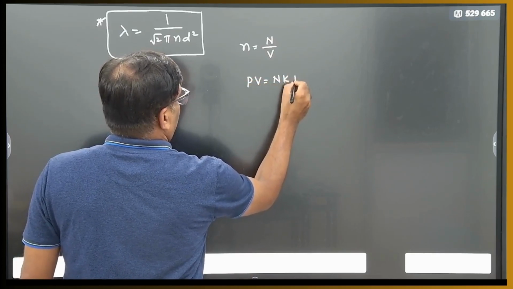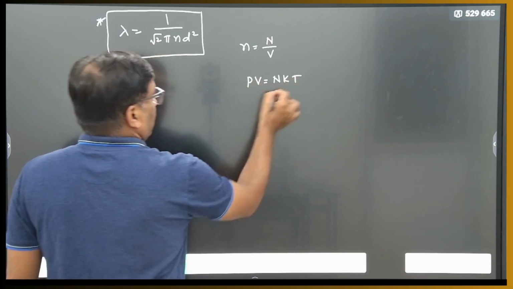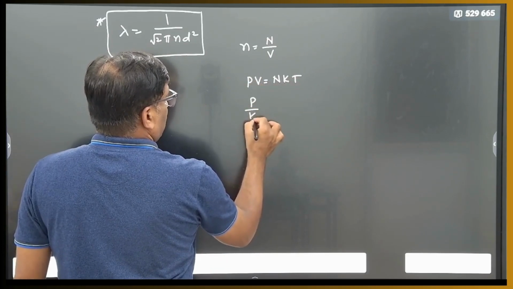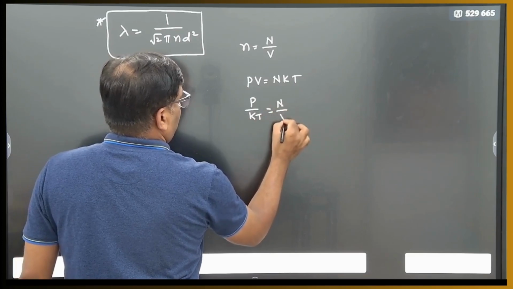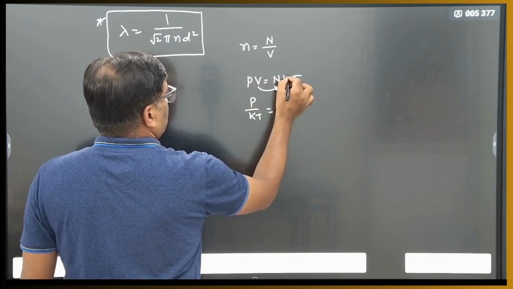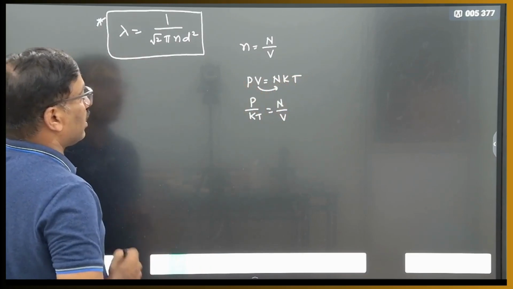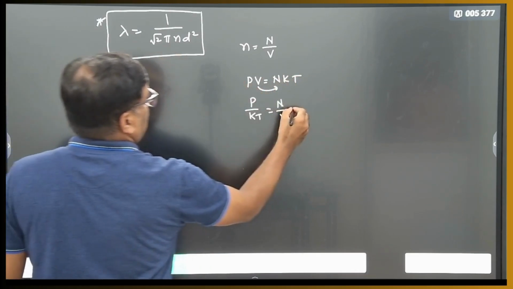NKT. Can I write it now? So therefore P by kT, it will be equal to n by V. Therefore, I am taking here. So this all I am taking down. Clear? So n by V, this is nothing but a small n.